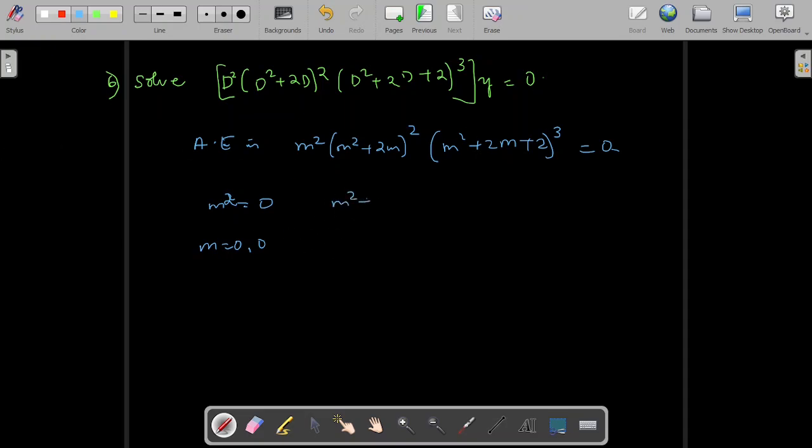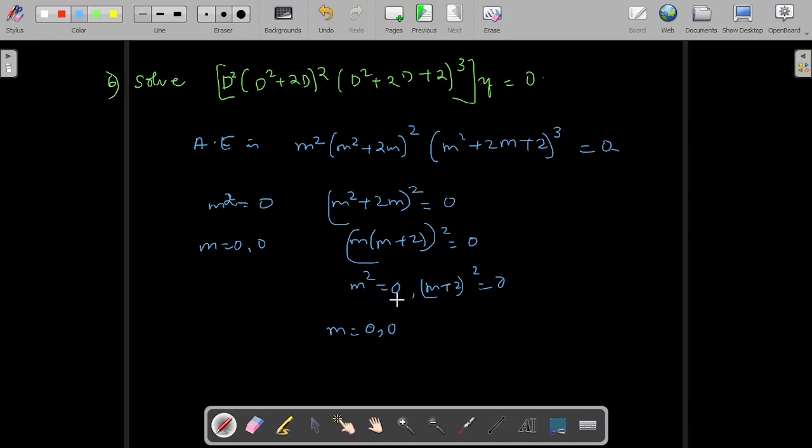(m square plus 2m) whole square equal to 0. So m common, (m plus 2) whole square equal to 0. So this implies m square equal to 0, (m plus 2) whole square equal to 0. This gives you m equal to 0 repeated twice, and m equal to minus 2, that is repeated twice.